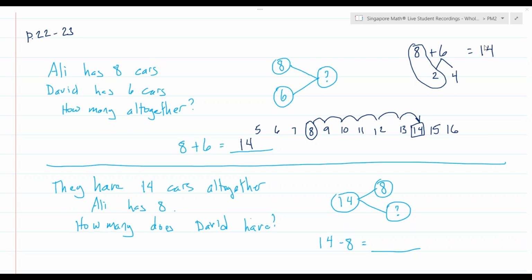we have 14 cars, but we could take the same information and say it the other way around. They have 14 cars all together, and Ollie has 8. How many does David have? That problem is cluing you in to the fact that you're going to do subtraction, because you know the whole, 14, you know the part that Ollie has, 8, and you're trying to find the amount that David has. And of course the answer would be 6.